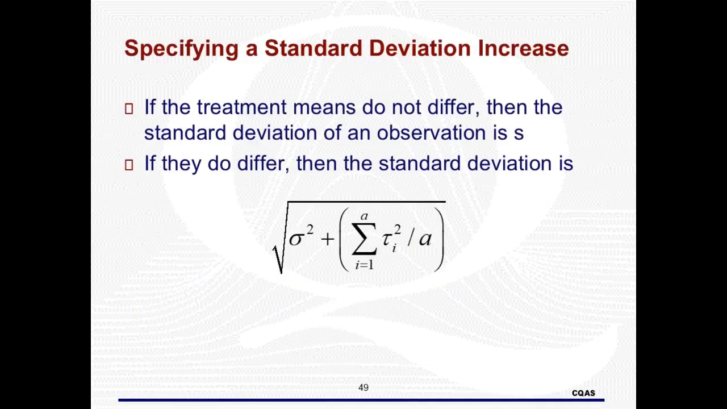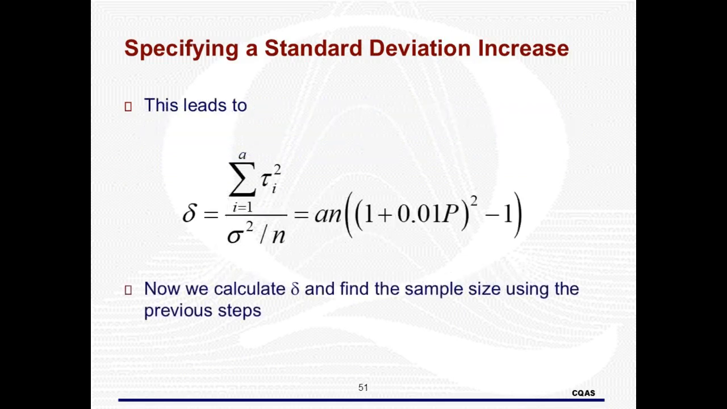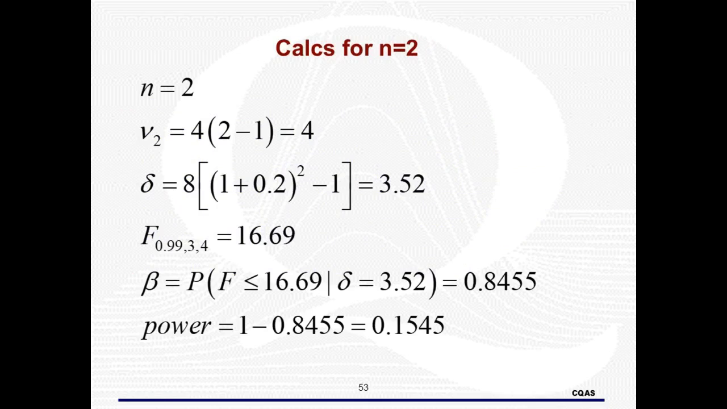You can also specify a minimum increase in the standard deviation instead of a minimum mean difference. If we divide by sigma, then we can get this increase as a percentage. We can find delta here and proceed iteratively as we did in the previous case. Let's go back to the power example and use a minimum increase in the standard deviation of 20%. Here are the calcs for n equals 2.